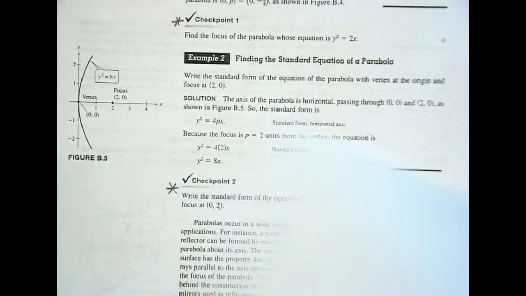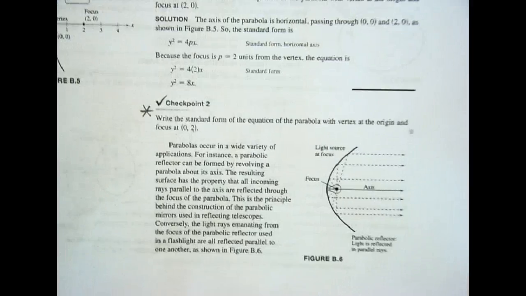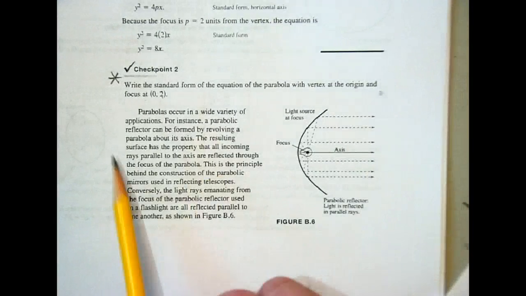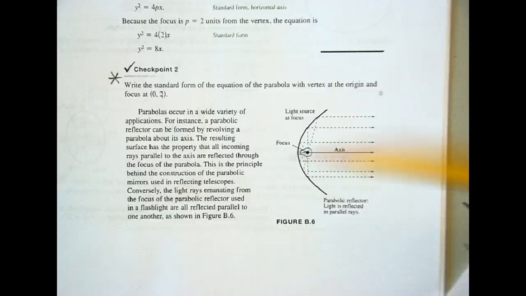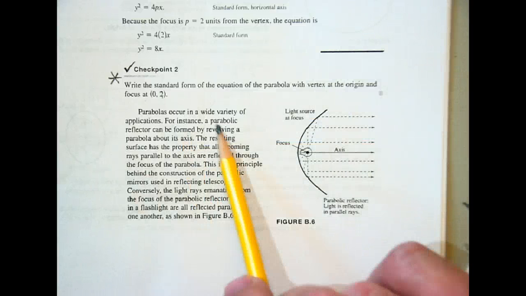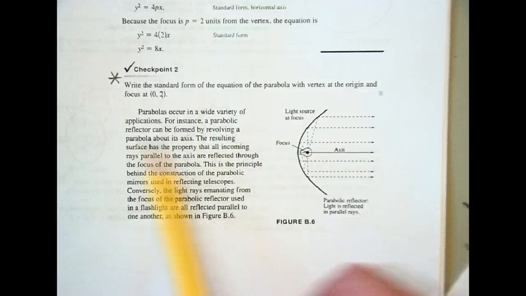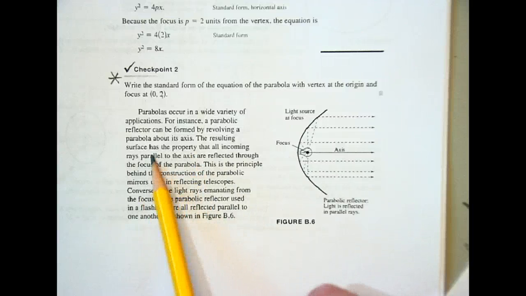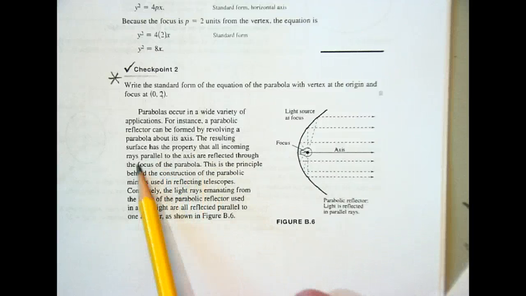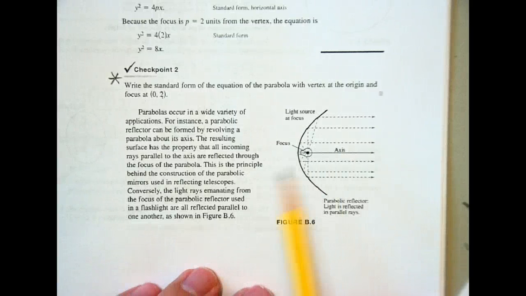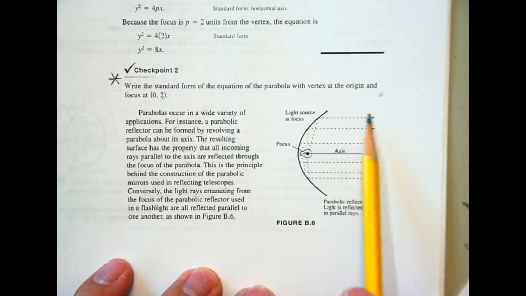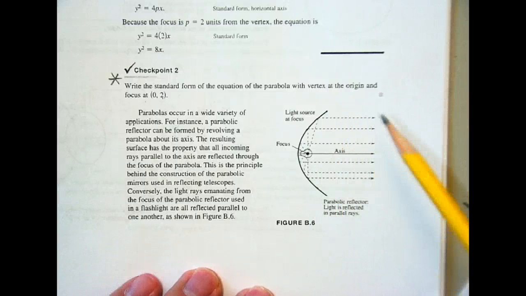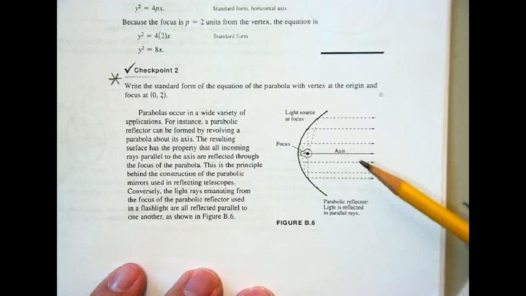Okay. Hey, I want you to take a look at this bottom part here. It says parabolas occur in a wide variety of applications. One that you can maybe relate to a little more is a parabolic reflector, which can be formed by revolving a parabola about its axis, resulting in a surface that has the property that all incoming rays parallel to the axis are reflected through the focus of the parabola. This is what we use when we're dealing with reflecting telescopes. We use the same kind of idea when you're dealing with flashlights.